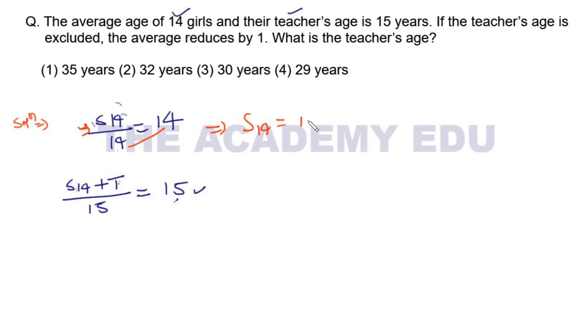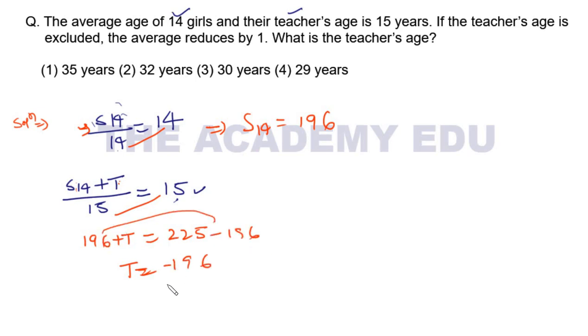So 14 times 14, 196, right? So put this 196 here. 196 plus teacher. Then cross multiply, 15 times 15 is 225. Now what is T? Minus 196 here. So if you minus 196, this will come here in minus. So you get subtracted from 225. So 15 minus 6 is 9. 11 minus 9 is 2. Sorry. 29 years. What is the age of the teacher? 29 years.